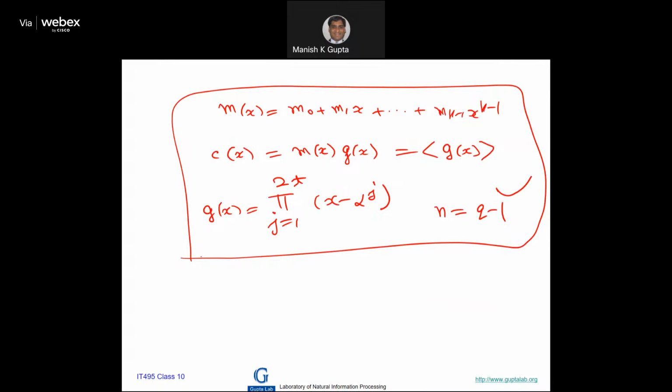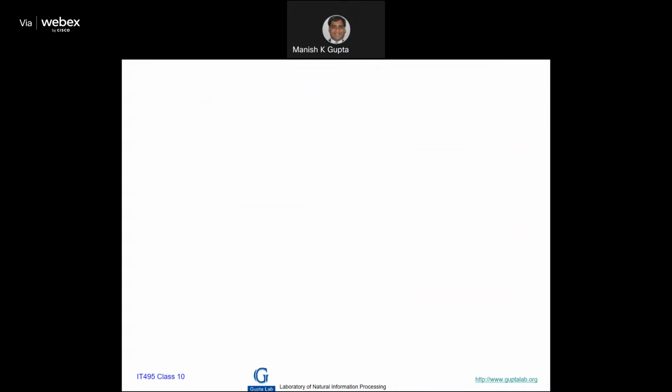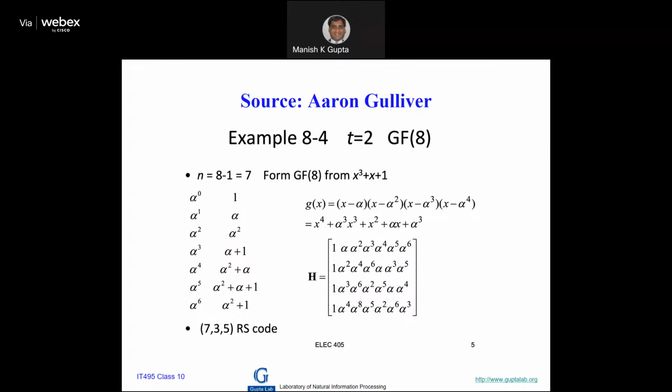You know, in other codes, you don't have this flexibility, right? So here, g(x) can be constructed based on the choice of t. How many errors you want to correct? Okay, this is something very important. Let me show you some examples first. So if you take GF(8), the field with 8 elements, you remember x cubed plus x plus 1 is a primitive polynomial there, right? Last time we showed it to you.